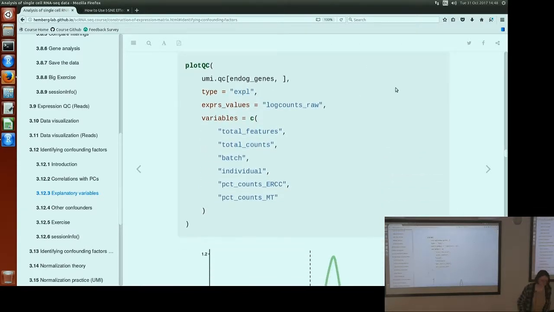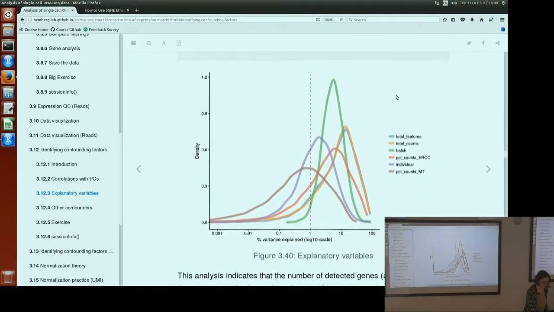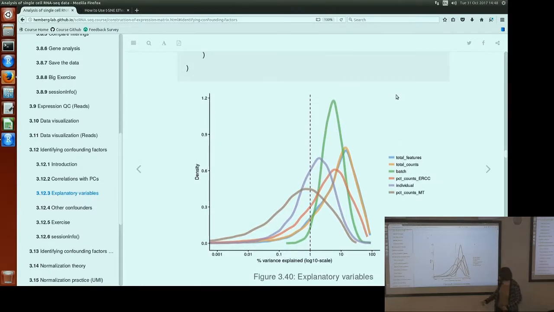So here we've got a list of variables. Some of these variables have been calculated by Scater when we did the quality control analysis. Some of them are annotations we've provided, so batch and individual are annotations. And then it will calculate the R² values. So here, this is the R² value, or the percent variance explained. This is the frequency across all of the genes.